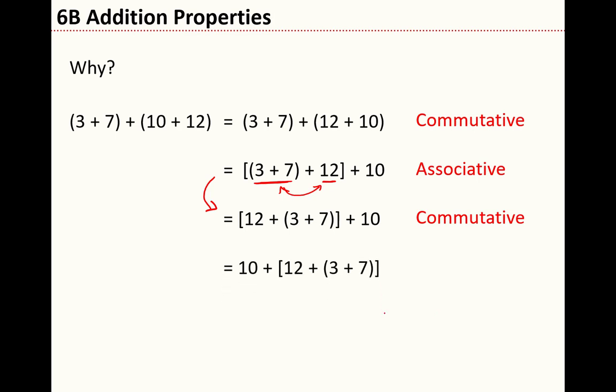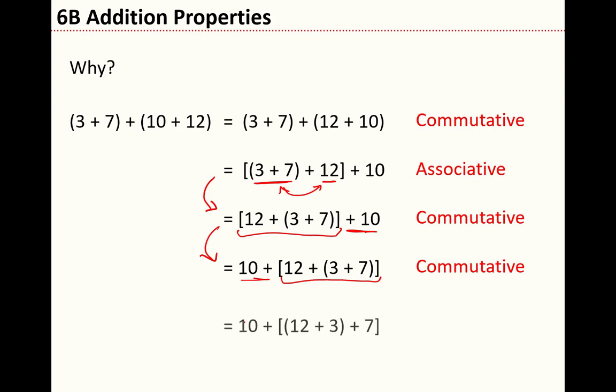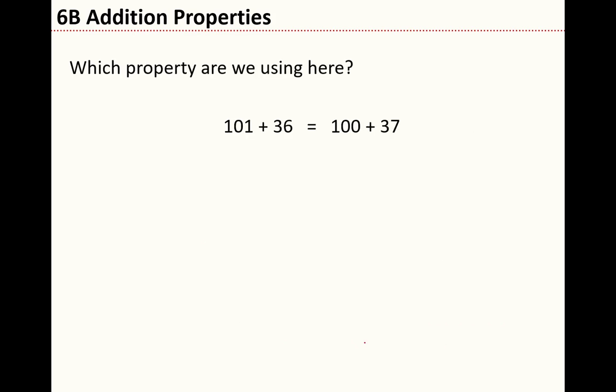Another one. What has changed here? It looks like the order, I had plus 10 at the end and now the 10 comes in the beginning. This whole group in brackets has just moved. There's no regrouping, just change of order, so that's commutative. One more. It looks like regrouping has occurred here, so that's the associative property. All right, let's move on.